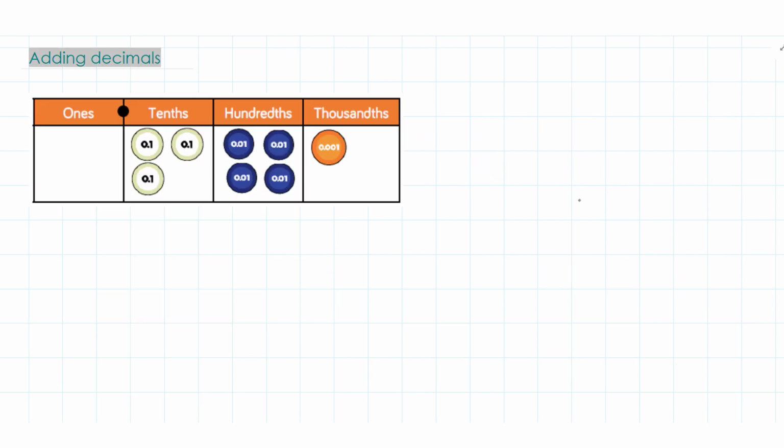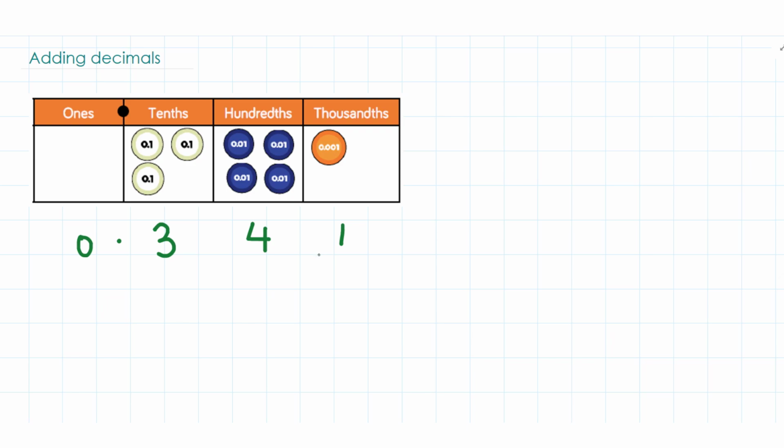Okay, what about here? What number do you think is represented? Let's have a look. There are no ones. Decimal point, very important. So we know that this is tenths. It's got 3 tenths, 4 hundredths, and 1 thousandth.